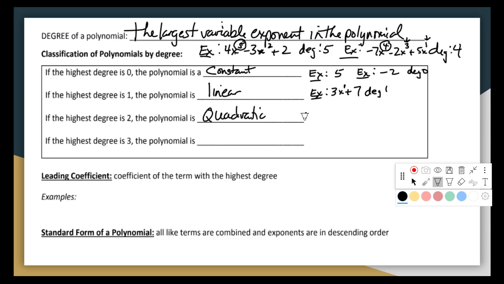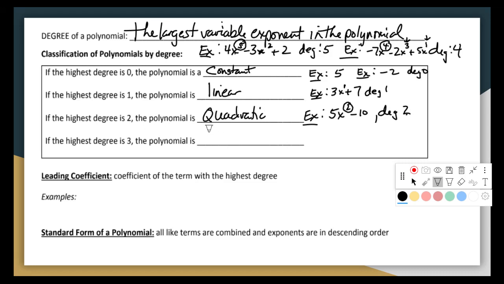Okay, these are all definitions. They're all names. You're going to have to know them. If I had 5x to the second minus 10, I look at my variables. I only have one variable here, and its exponent is a 2. So this is degree 2. If it's degree 2, we call it quadratic.